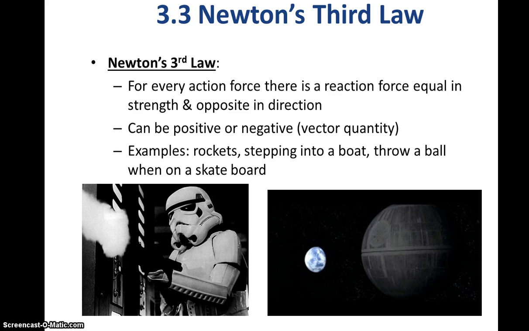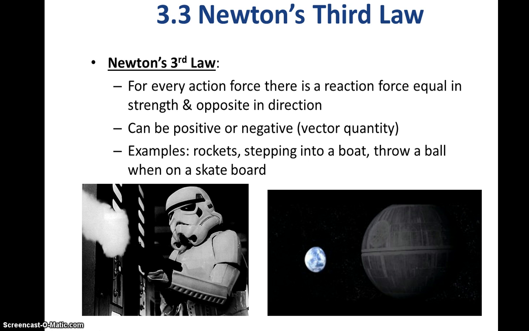So hopefully you see the familiarity in Newton's third law. For every action force, there is a reaction force that's not only equal in strength, but opposite in direction. So since direction is important, force is a vector quantity. And strength means magnitude. So a force has a magnitude and a direction. That's what makes it a vector quantity. So you can push to the right, and that might be a positive force, and then something can push back to the left, and that might be a negative force. So forces will have a positive value or a negative value based on whether their direction might be up or down or left or right.